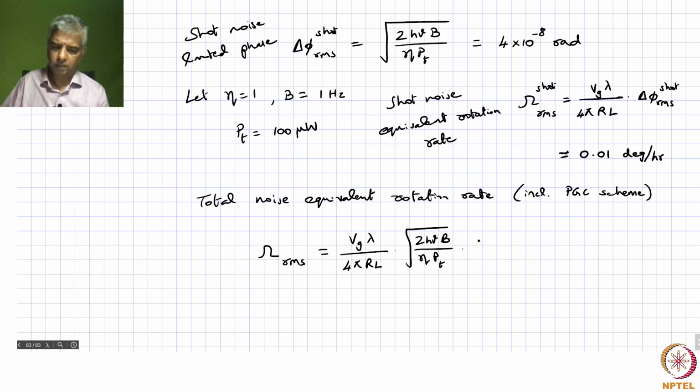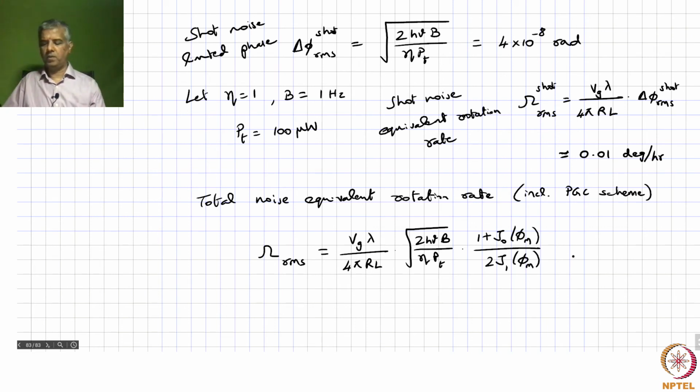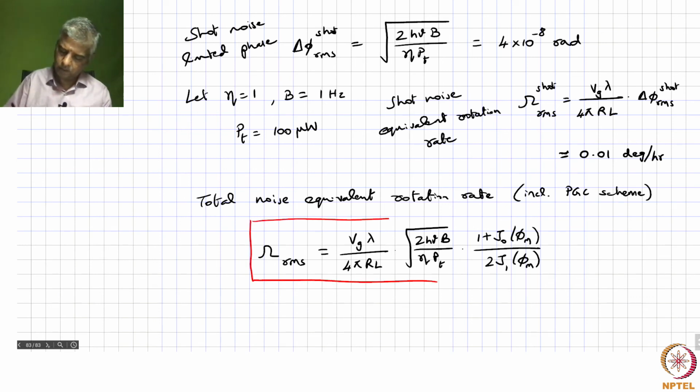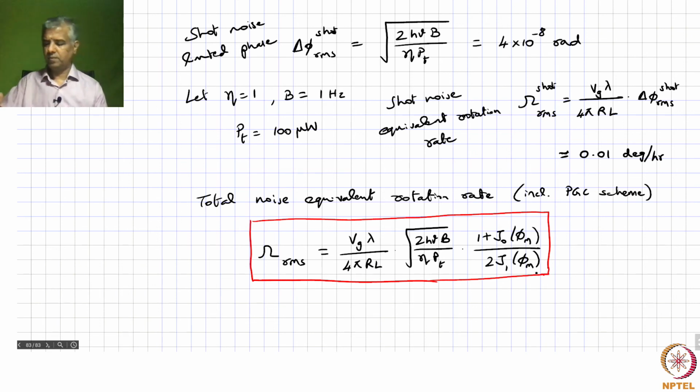so now you have 1 plus J0 of phi m divided by 2 times J1 of phi m. Okay. So, this is actually the total noise equivalent rotation rate that you would have.